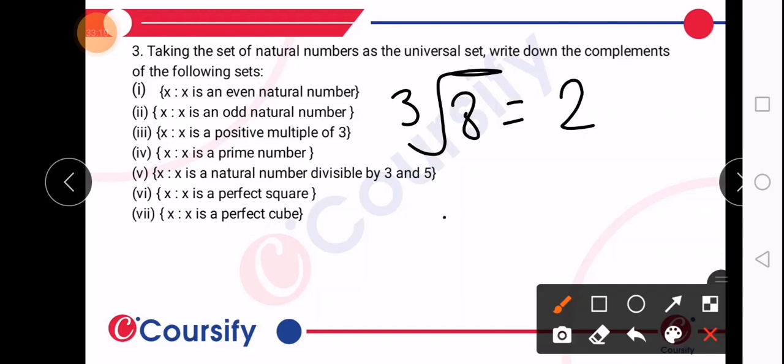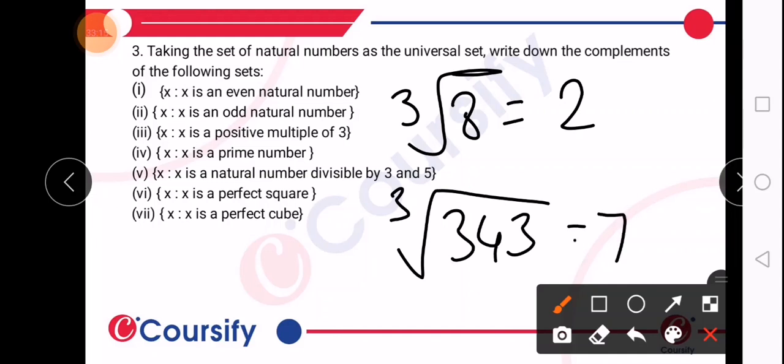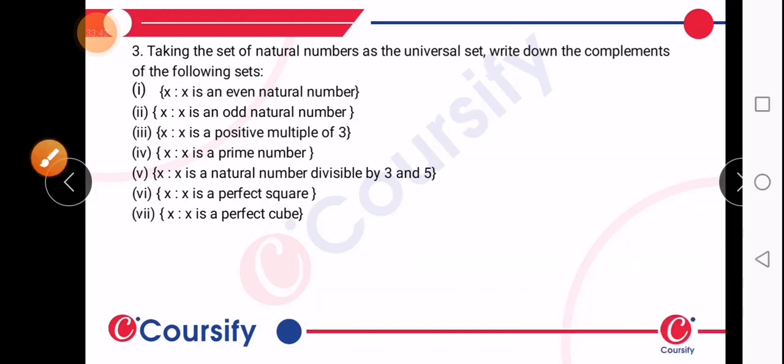Then we have the cube root of 343 being 7. In the same way, these are all perfect cubes. Now, let's assume this is the given set of perfect cubes. Then the complement of such a set, from the set of natural numbers, would be all those numbers which are not a perfect cube, or which do not belong to the set of perfect cubes.